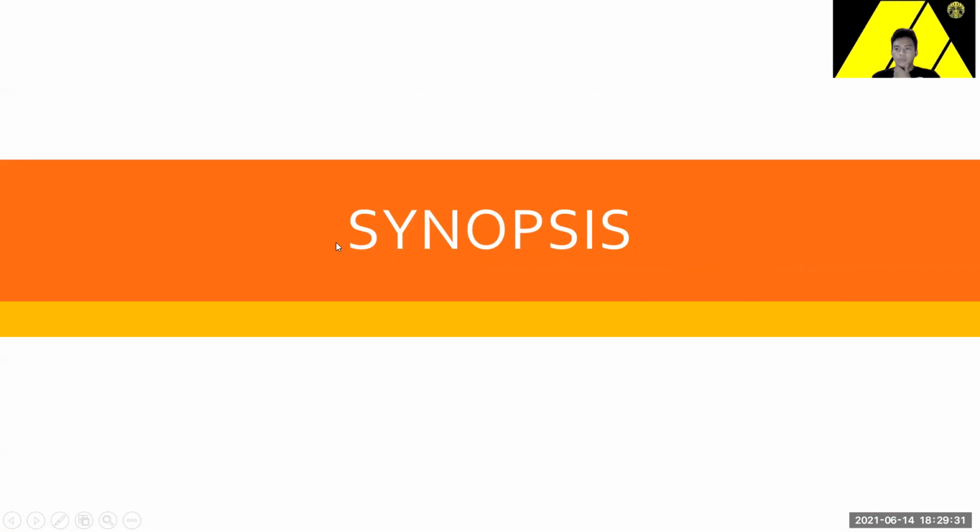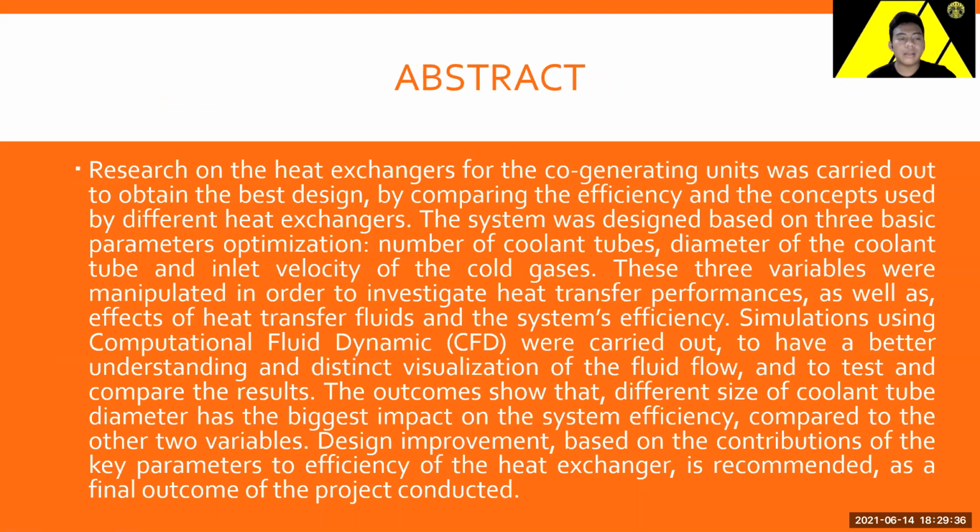And this is the synopsis for my final project. The abstract. This research on the heat exchanger for the co-generating unit was carried out to obtain the best design by comparing the efficiency and the concept used by different heat exchangers. The system was designed based on the three basic parameters for optimization, that is number of coolant tubes, the diameter of the coolant tube, and the inlet velocity of the cooled gases.